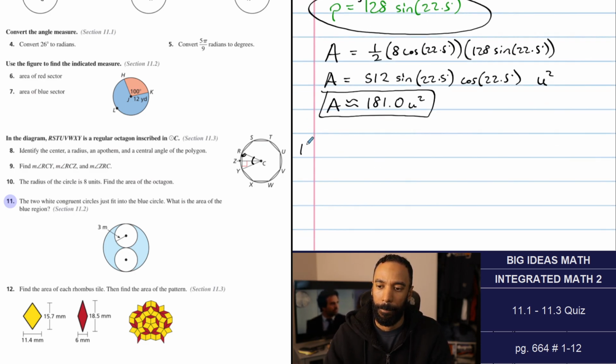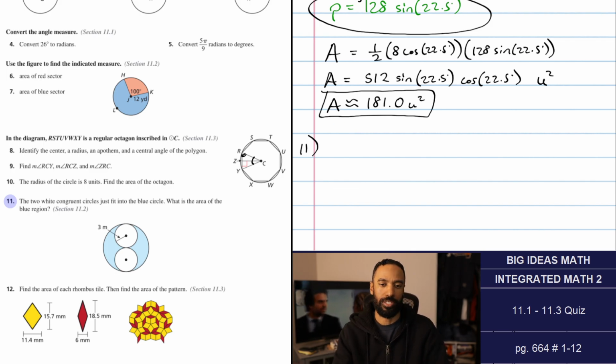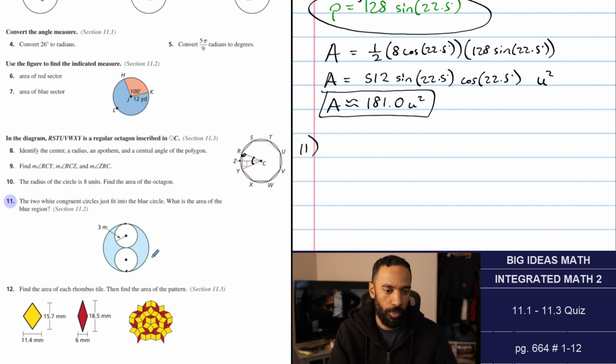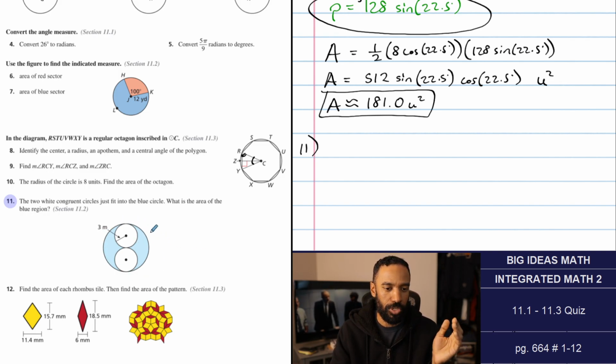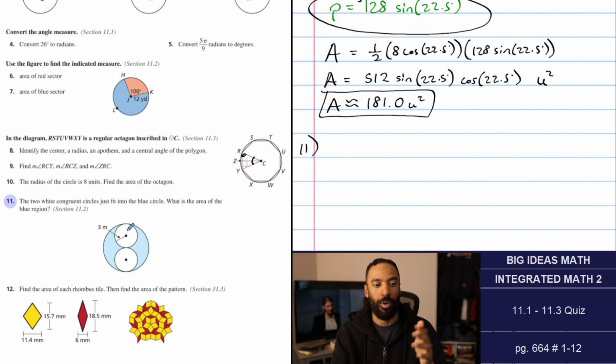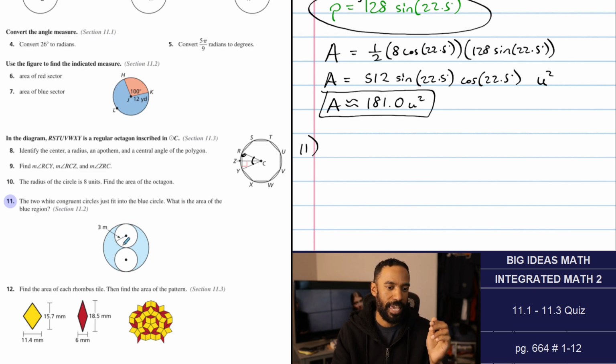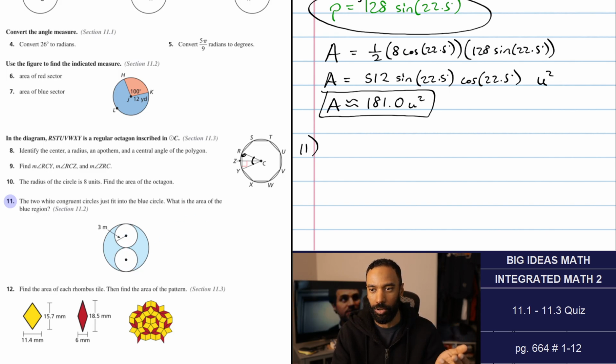Okay. Number 11 is a different setup. The two white congruent circles just fit into the blue circle. What is the area of the blue region? So basically there's a point of tangency here with this circle and a point of tangency here with this circle when they say they just fit in. So what we're going to do is take the blue circle's area, the area of what would have been a whole blue circle, and take out the area of these two white circles here.